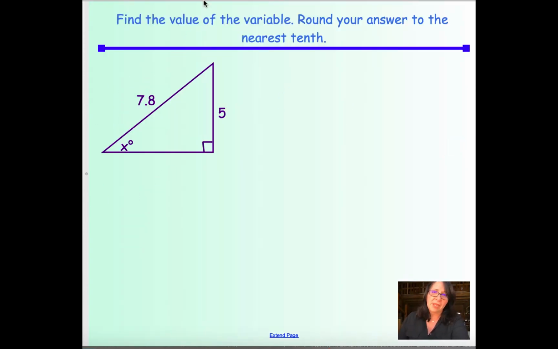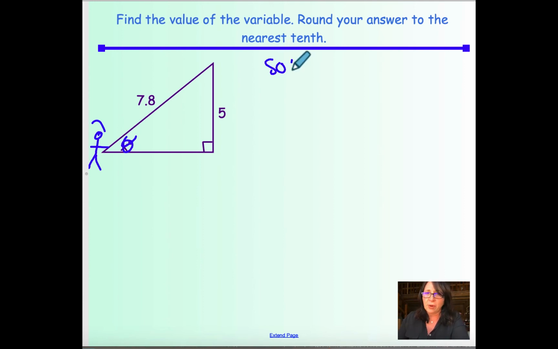For this problem here, your job is to find the value of the angle. I'm going to call it just theta. You can call it x, you can call it theta, call it whatever makes you happy. It's just the angle. And what you need to use is your sine, cosine, and tangent. So put yourself at the angle, okay?